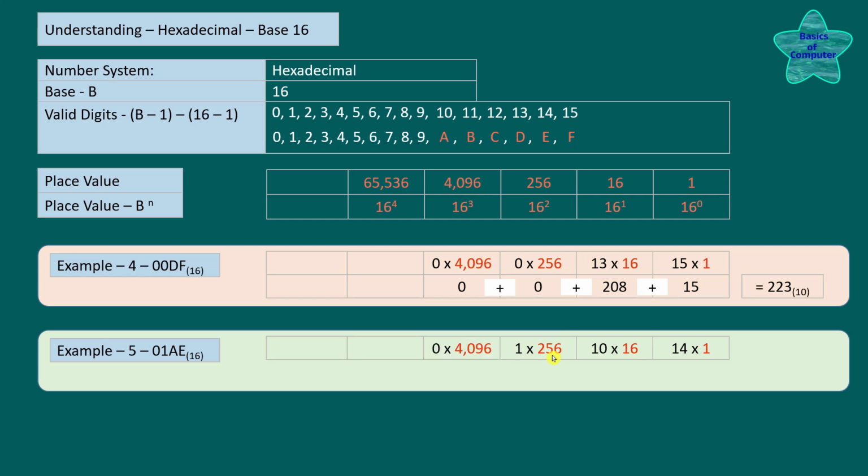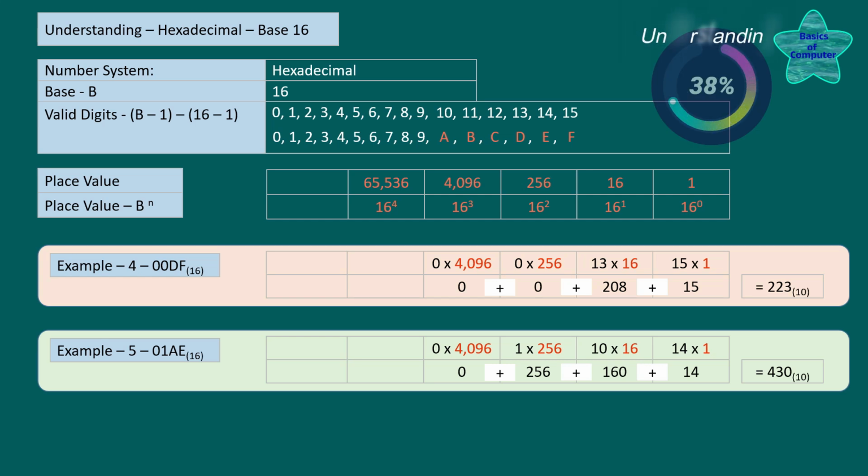Fourth digit is 0. So if we solve this, 14 ones are 14. 16 tens are 160. 256 ones are 256. Plus 0 plus 0. So 256 plus 160 plus 14 comes to 430 to the base 10. 01AE to the base 16 is 430 to the base 10. Take a moment to understand again. This is how we convert a given hexadecimal number to a corresponding decimal number.